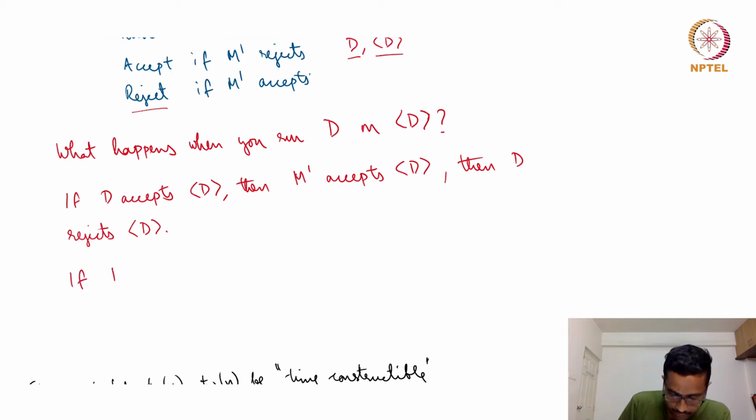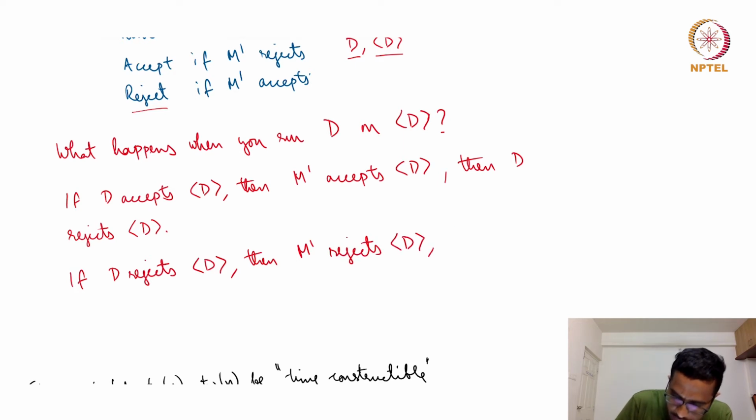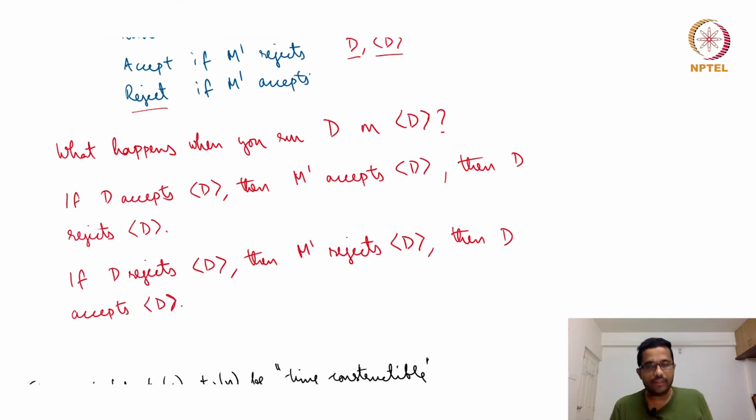What if the other way? If D rejects its own description, then M prime also rejects its own description, right? But then D will flip the output, flip the result. So then D will accept its own description. So it's an obvious contradiction.